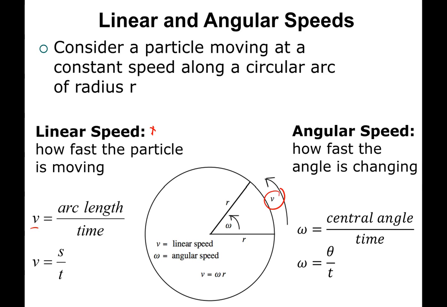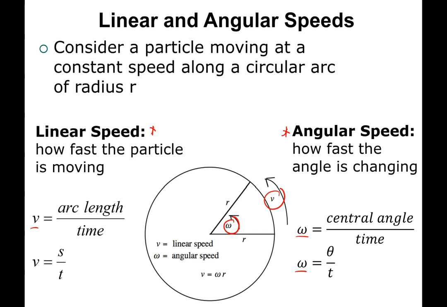Notice that when you're talking about a linear speed, you're talking about how fast something is moving along the outside of a circle. When you're talking about angular speed, that's how fast the angle is changing. It has to be the central angle, and you have to then divide it by the time. The central angle is going to be denoted with a theta, because again, we're going to be in radians. And then this Greek-looking W, that's an omega. So again, it's just another variable that they happen to use.